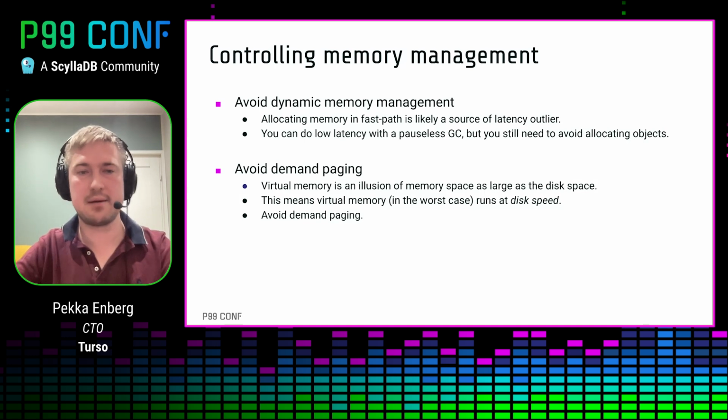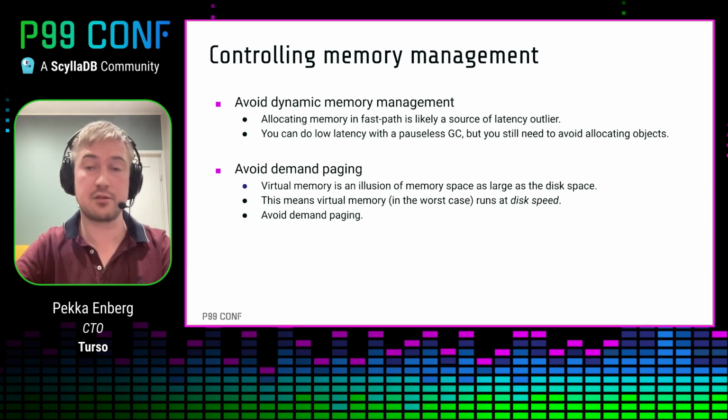Second part is to avoid demand paging. So operating systems provide this illusion they call virtual memory, where memory space is as large as disk space. And this illusion works, but it essentially means that virtual memory in the worst case runs at disk speed. So avoid demand paging essentially if you're working on anything low latency. And it's not just about running at disk speed. It's also about the shift between memory speed and disk speed. So this has really terrible tail latency, and as we know, because of compounding latency, this can become a huge problem. And it's also a problem that's hard to mitigate.